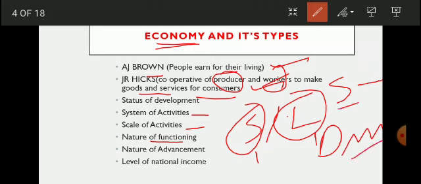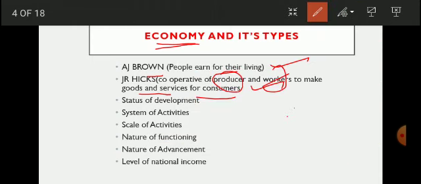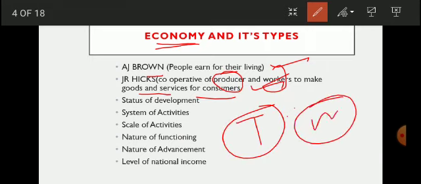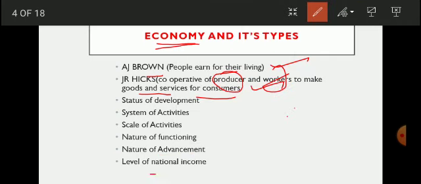And next, nature of advancement. The economy can be divided into two types: one is a traditional economy and one is a modern economy. That is known as advancement. Next, level of national income. National income, we can take as three levels.